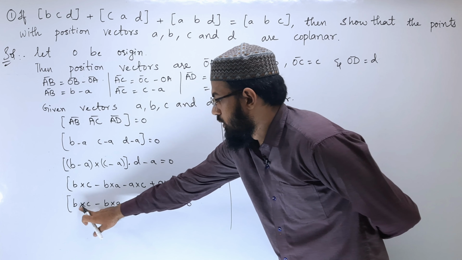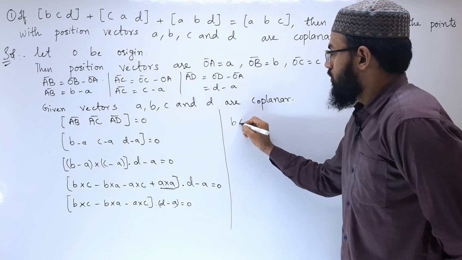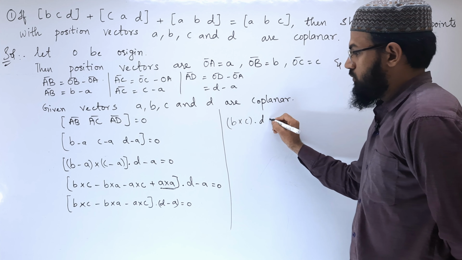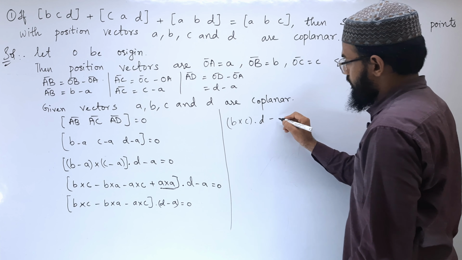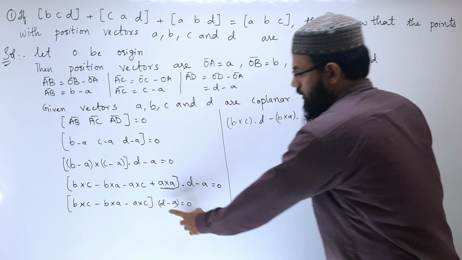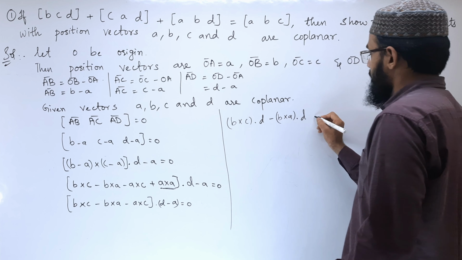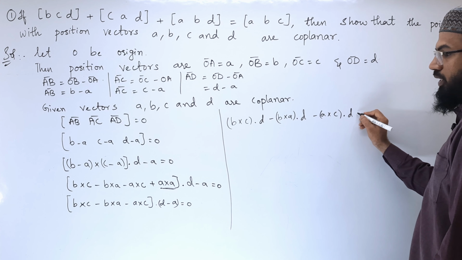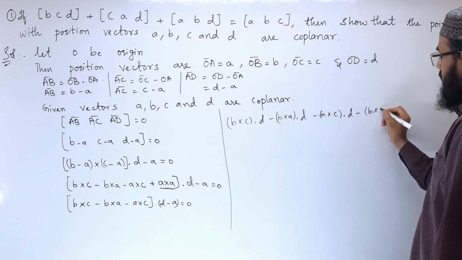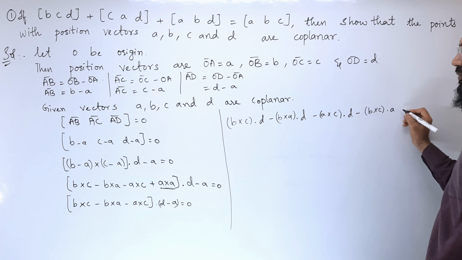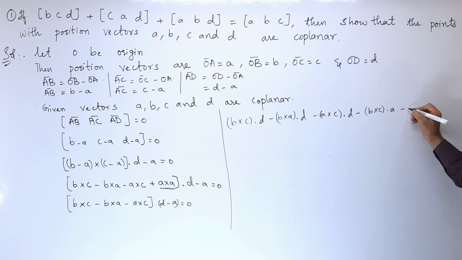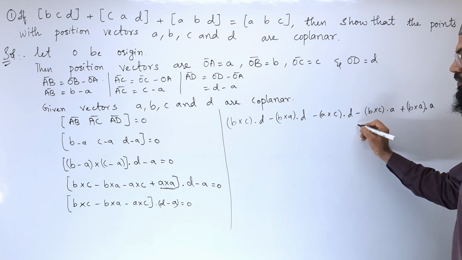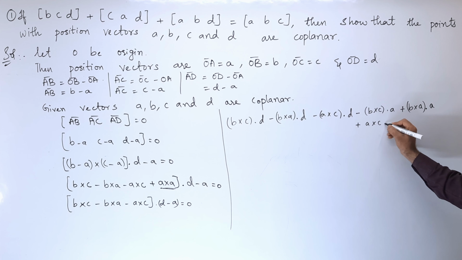Now we will write the dot product with D. So B cross C dot D, minus B cross A dot D, minus A cross C dot D, next minus A. So we can write minus B cross C dot A. Next is B cross A, minus into minus is plus, B cross A dot A. Next is A cross C, minus into minus is plus, A cross C dot A.